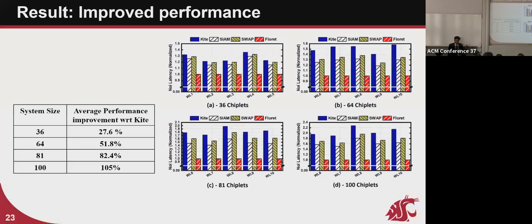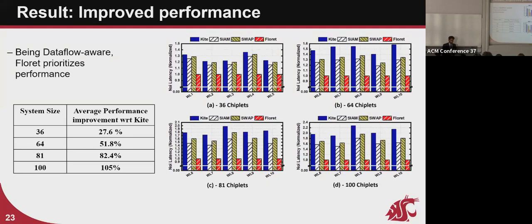So let's look at the actual numbers. In the case of the 36 chiplet system, average performance improvement with one example, Kite, is 27%. We go up to 51%, 82%, and about 100% improvement due to this contiguity, which was not in the other scenarios, and this hardware-software co-design where we map along this software path. Because we are dataflow aware, we know what data flow to expect.